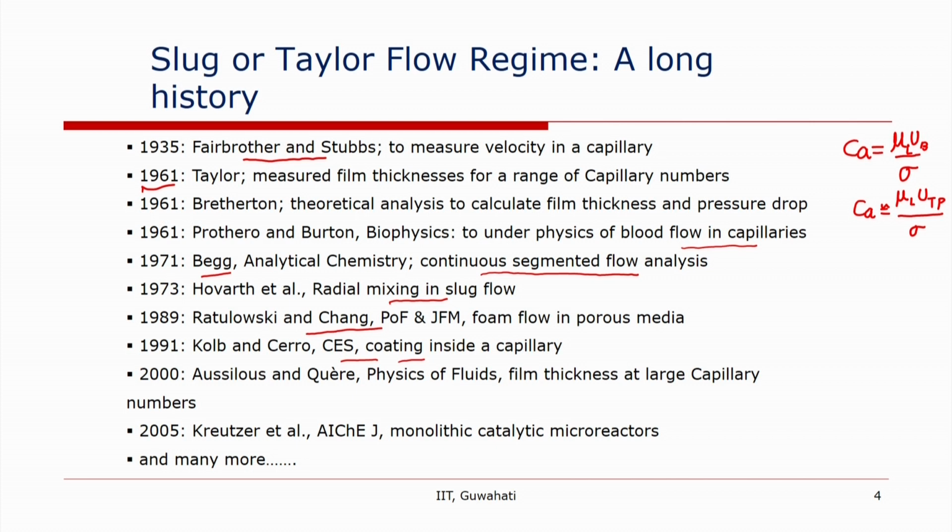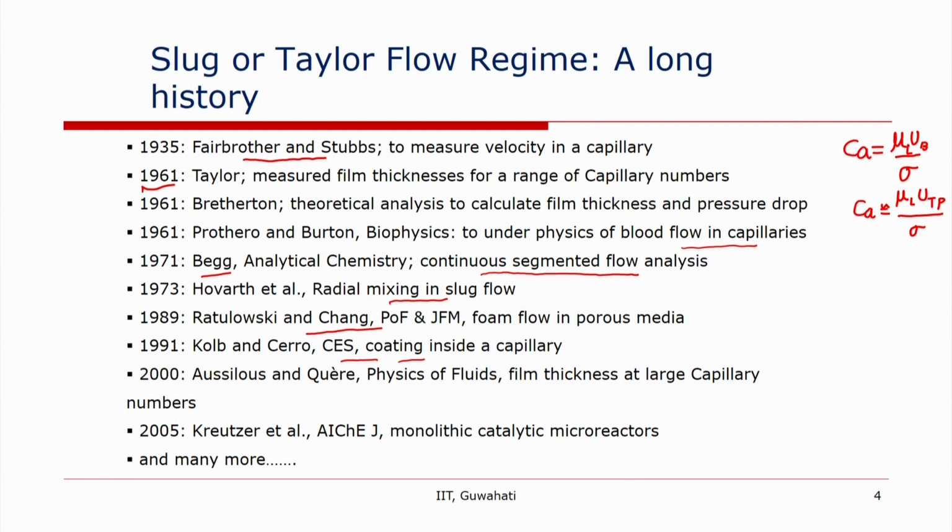So for liquid coating in capillaries, the capillary is filled with the material with which it is to be coated, and then air is blown through the capillary. The front shape of the meniscus or the interface forms that edge like a Taylor bubble, and that gives you the film thickness. So they looked at the problem from this perspective. And in 2000, Aussillous and Quéré looked at the film thickness at large capillary number, extending Bretherton's correlation, who developed a correlation for the film thickness.